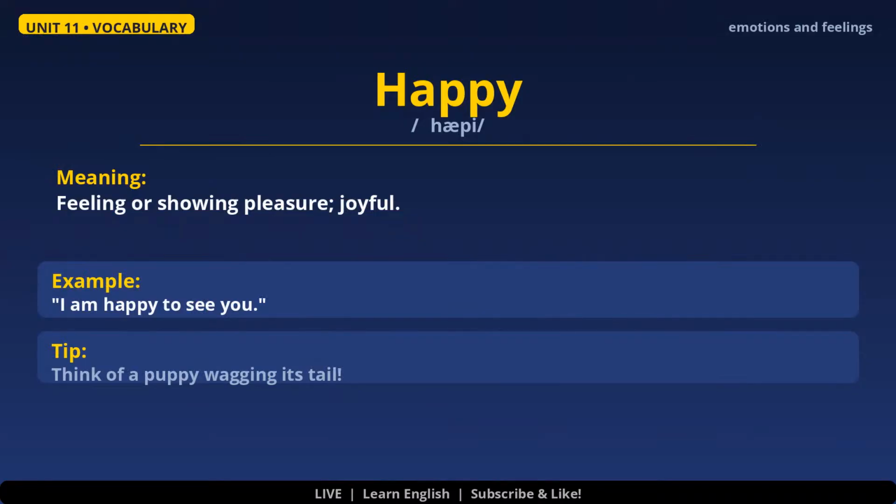Time for vocabulary. The word is happy. Feeling or showing pleasure, joyful. Here's an example. I am happy to see you. Remember, think of a puppy wagging its tail.